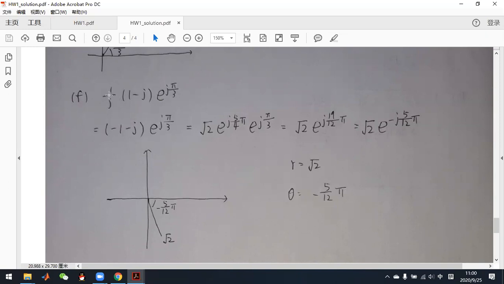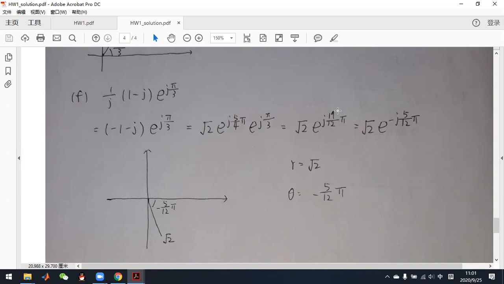So 1 over j times 1 minus j is equal to minus 1 minus j, and then times exponential j pi over 3. We first write this part in the polar form. It is square root of 2 exponential j 5 pi over 4, and then multiplied by exponential j pi over 3. And then we can see that the magnitude is the square root of 2, and the angle is 5 pi over 4 plus pi over 3. It is 19 pi over 12.